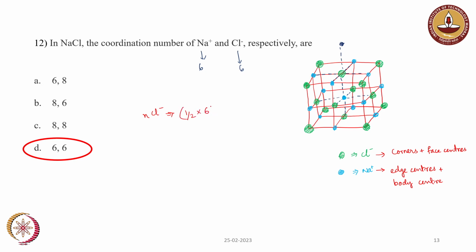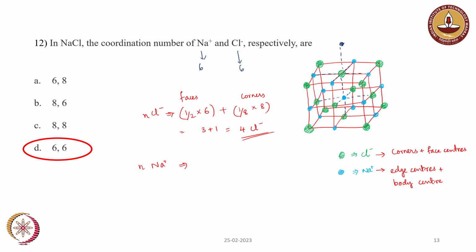So the contribution from faces will be 1 by 2 into 6, and there are 8 corners, and each corner will be shared with 8 unit cells. So it will be 1 by 8 into 8 corners. That is 3 plus 1. So there will be 4 chloride ions in one unit cell.